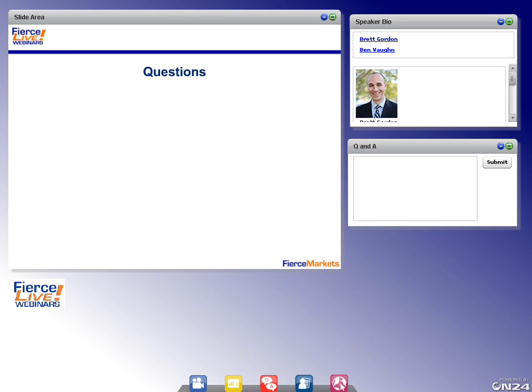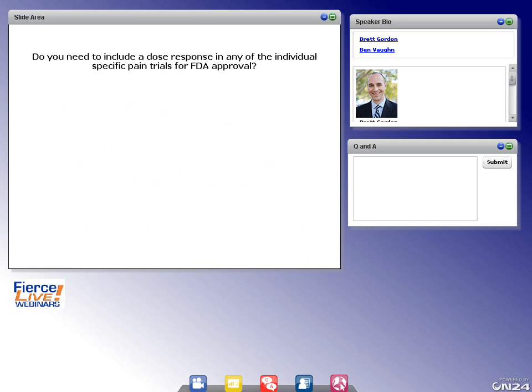Do you need to include a dose response in any of the individual specific pain trials for FDA approval? Yes. That's an easy one. You certainly are going to need to establish, and typically that's going to be in your phase 2 is where you're really looking for that dose response. But you do need to have that curve well established because with these products, frequently it's a trade-off between safety and efficacy. And so you need to know where you're getting effective dosage with acceptable safety, and without doing some dose response, you're just not going to have that.